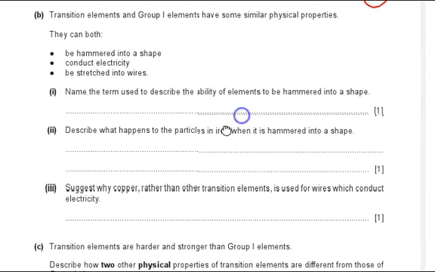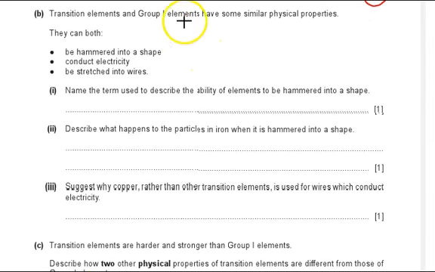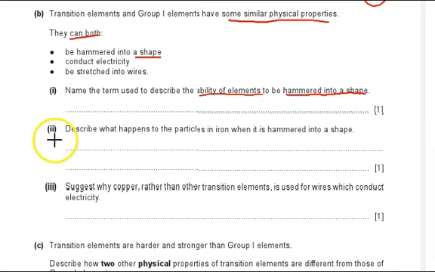The transition element and group 1 element have some similar physical properties. They can both be hammered into a shape, conduct electricity, and be stretched into wires. Name the term used to describe the ability of an element to be hammered into a shape. So it's definitely malleable.